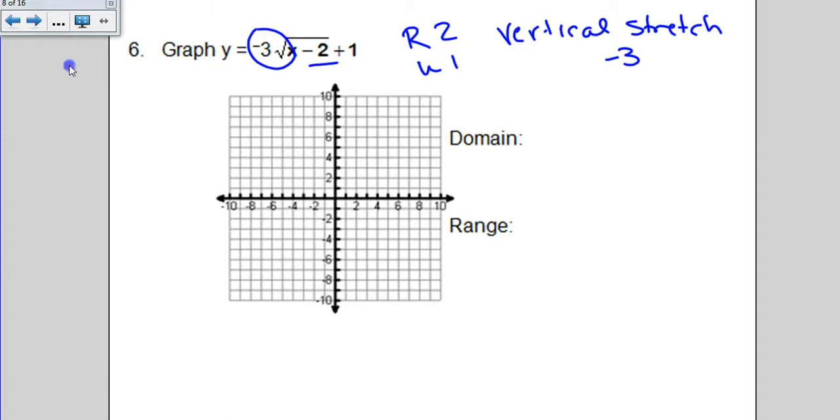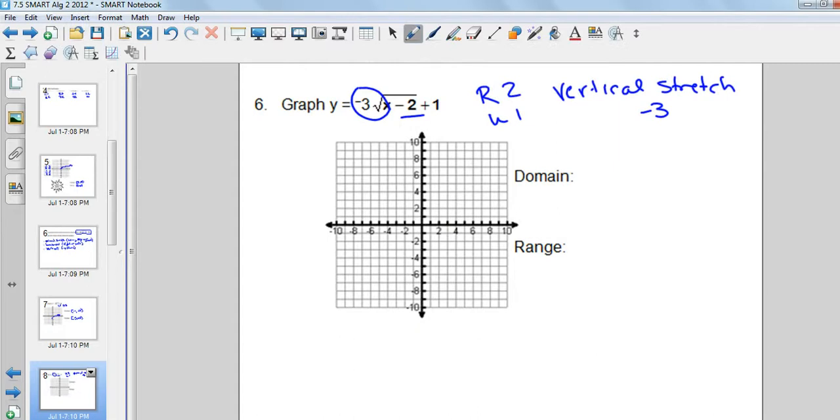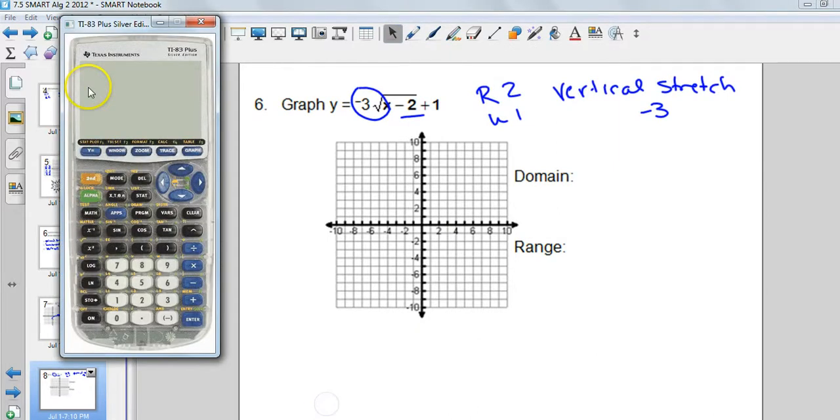So if you're not really sure what this looks like, I want you to go to your calculator, into y equals, and I want you to type this function in. So we type -3 square root of x minus 2, close the parenthesis after the -2, so we stop the square root, and then +1.